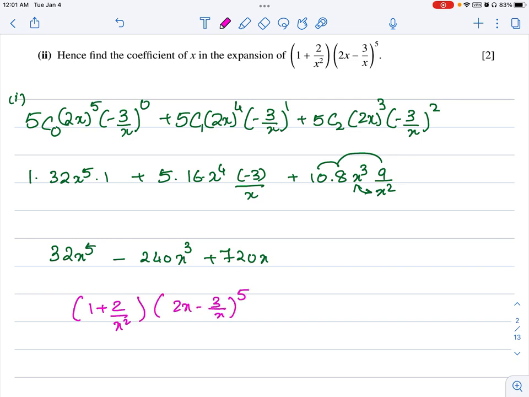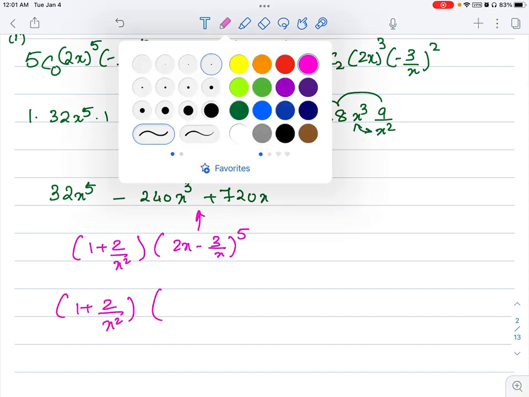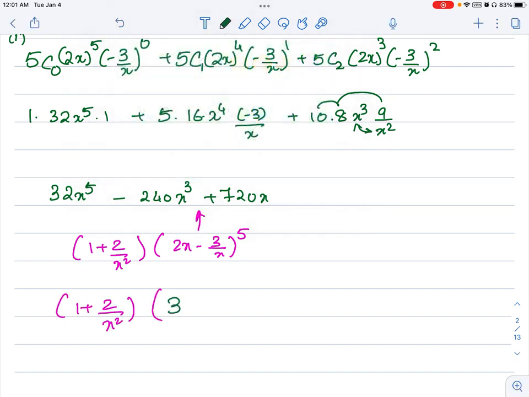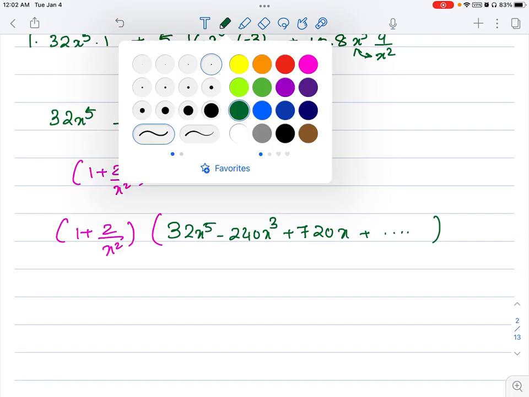Coefficient of x. So what am I going to do? This expansion we have just found in the first part, 1 plus 2 upon x square, and write that expansion. What was that? 32x to the power of 5 minus 240x cube plus 720x plus and so on. Now I want the coefficient of x. How can I get the coefficient of x?